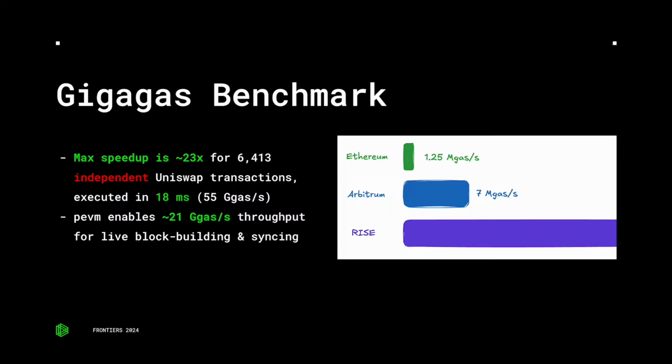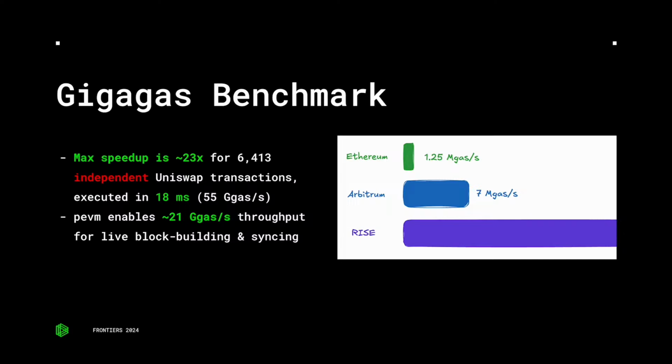It turns out the max speedup we achieved so far is 23x, and this is for over 6,000 independent Uniswap transactions that make up 1 gigagas. Another interesting number is that this is done in only 18 milliseconds. So this scales up to 55 gigagas per second, which is not bad, I guess.